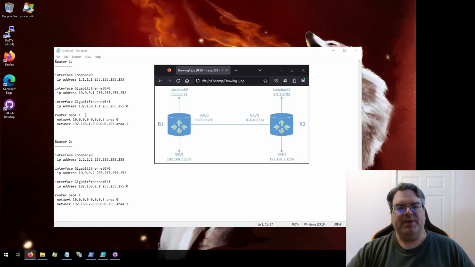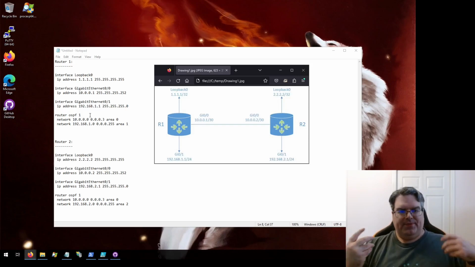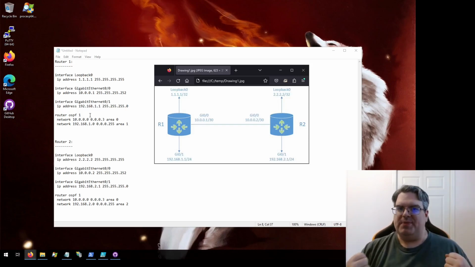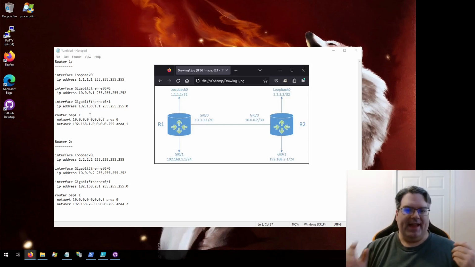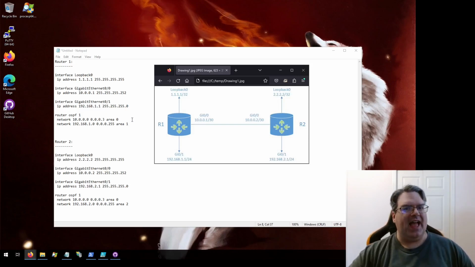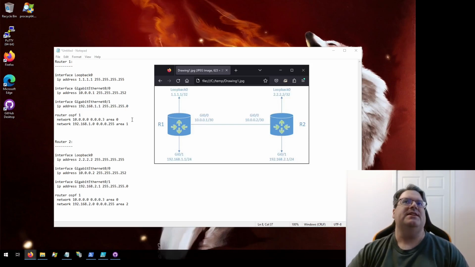Then we have router OSPF 1. What does this do? The 1 in this case is just the OSPF process number. It is possible to have multiple OSPF processes running. You don't need to have separate processes running. And in fact, you can see here that we've got 2 different areas connected on both of these routers, and they're under the same process. So there's no reason why you need to have separate OSPF processes specifically. But you have the option to do so.